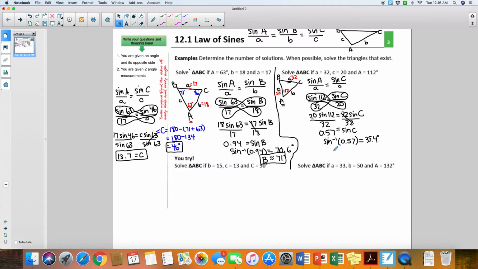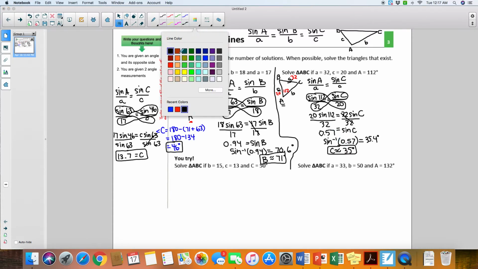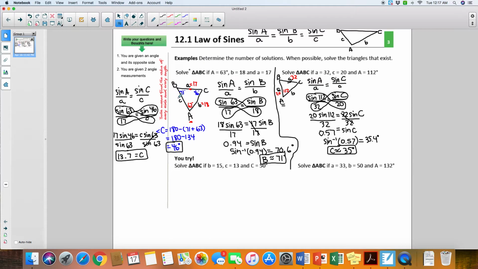degrees. Again, I am going to round that to the nearest whole number, and I'm going to use my squiggles for approximately, and I'm going to use 35 degrees. So that would be one answer down. Now I do have two angle measurements. I have A is 112, C is 35. In order to get that last angle, again, triangle, so all three angles should add to 180 degrees.